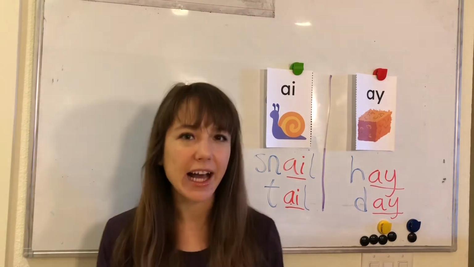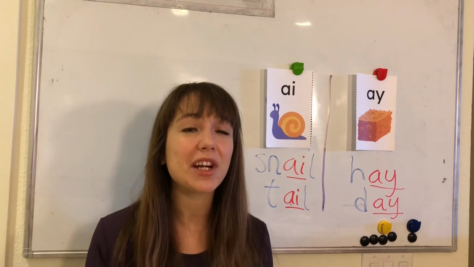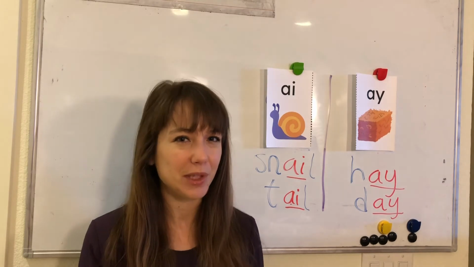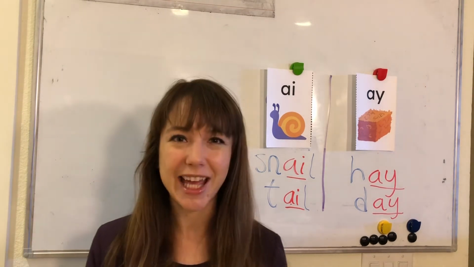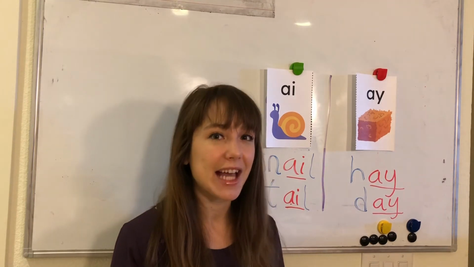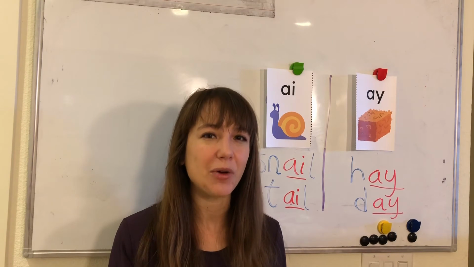Recognizing that AI typically comes near the middle or beginning of the word can be very helpful in helping your child learn where that vowel team will appear. Let's move on to AY. AY makes the long A sound. A and Y work together to create that single long vowel A sound.